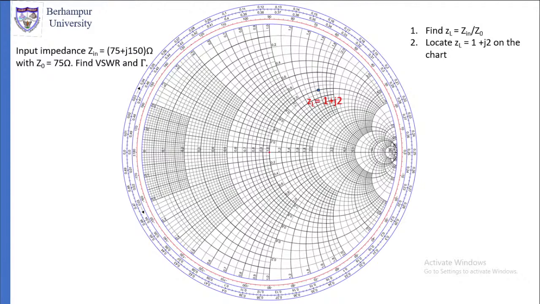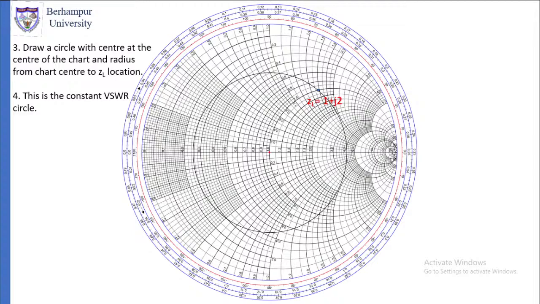ZL is equal to Zin, this is the input impedance. So normalized Zin is equal to capital Zin by Z0. Then that will be 1 plus j2. Locate this point 1 plus j2 on this Smith chart. So that is ZL. First we have located the point ZL is equal to 1 plus j2. So we have gone 2 steps.